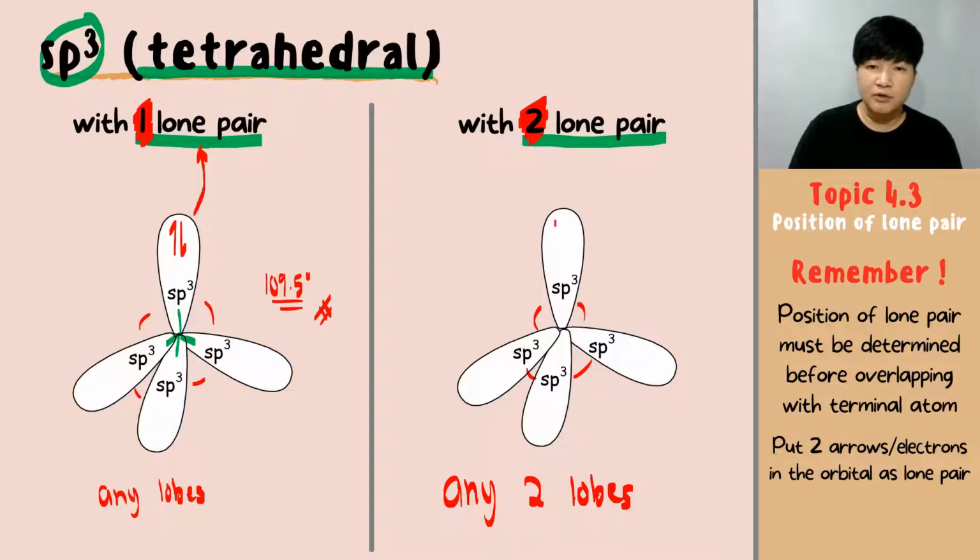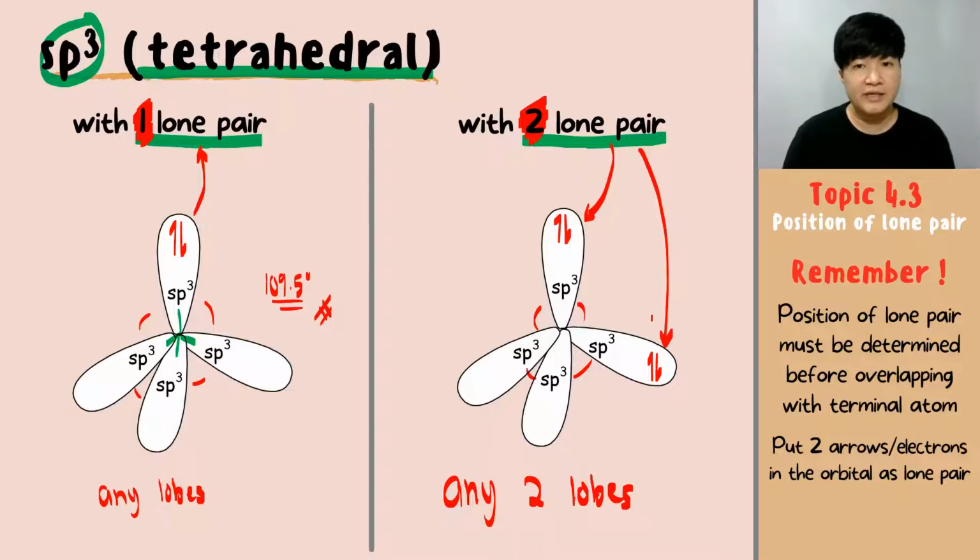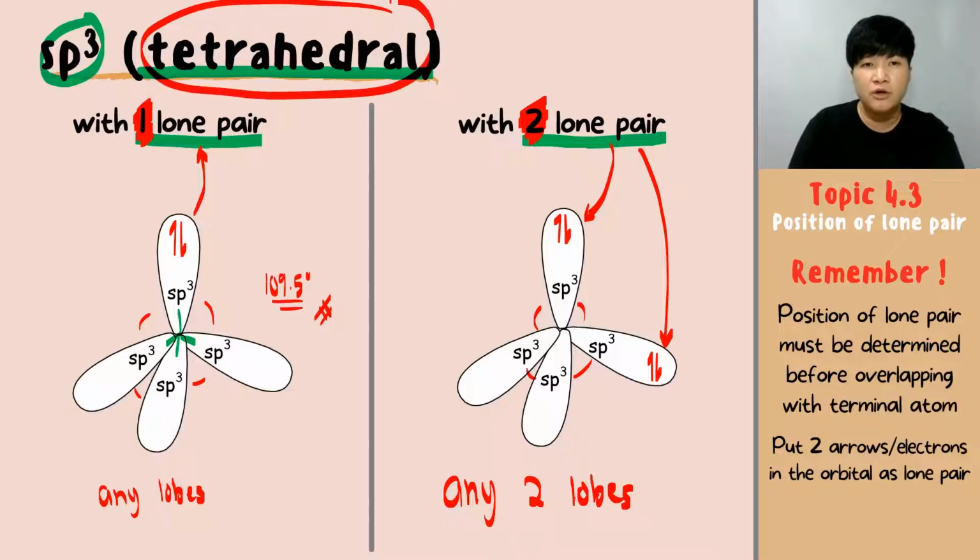So let's say my lone pair is located in here, the first pair, and then the second pair. Bear that in mind, lone pair means you already have a pair of electrons even without overlapping. That is your lone pair. And that is the position of the lone pair for tetrahedral when you are having one lone pair and when you are having two lone pairs.